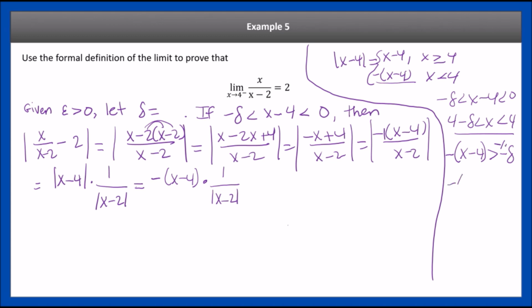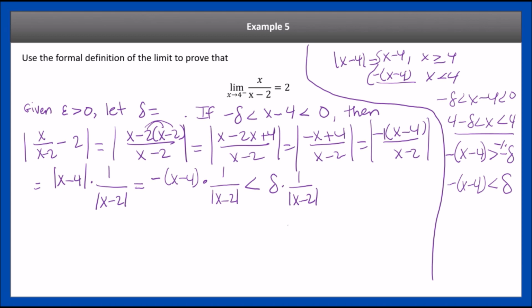And that's going to turn it into negative quantity x minus 4 is less than delta. And that's exactly what we have here. So we're going to replace that with less than delta. So we're going to say this is less than delta times 1 over absolute value of x minus 2. Okay, that's what we have.